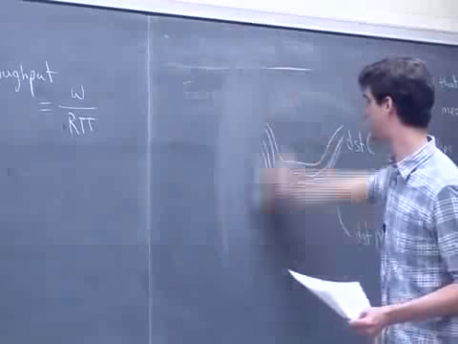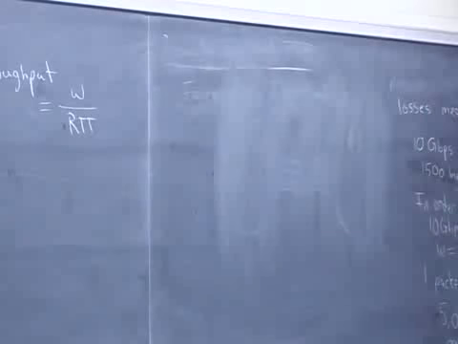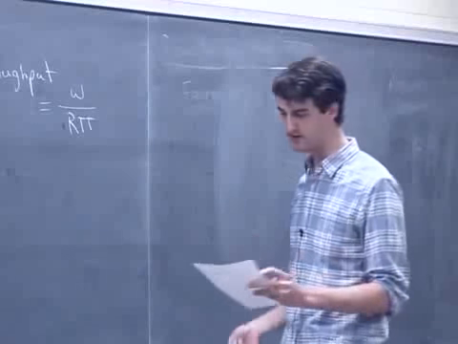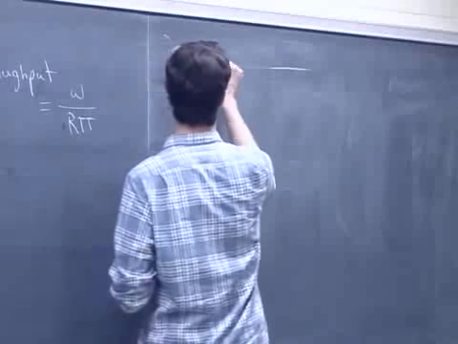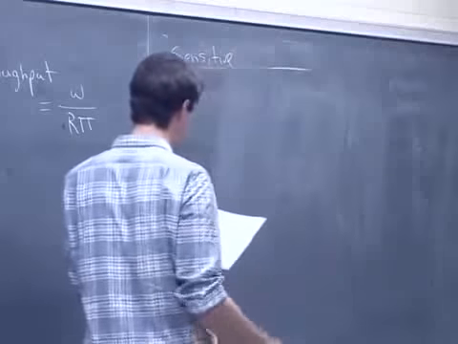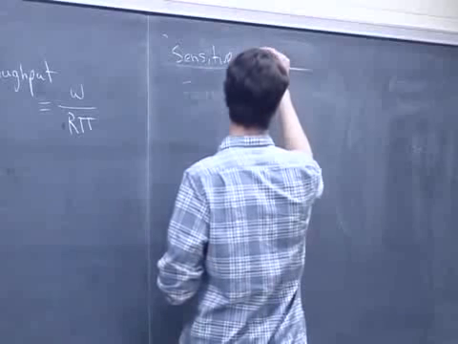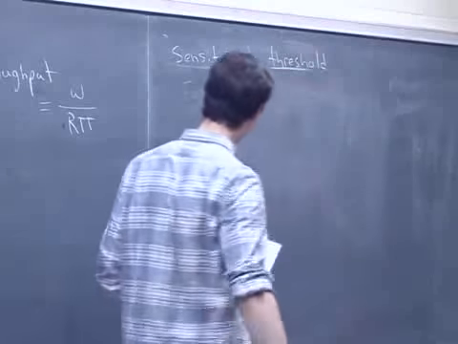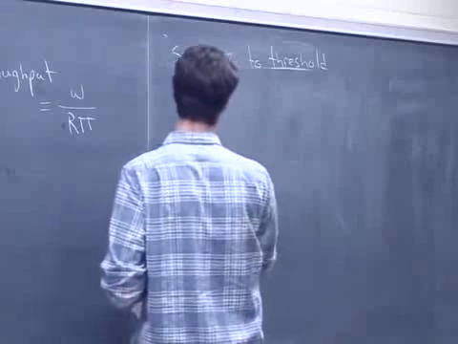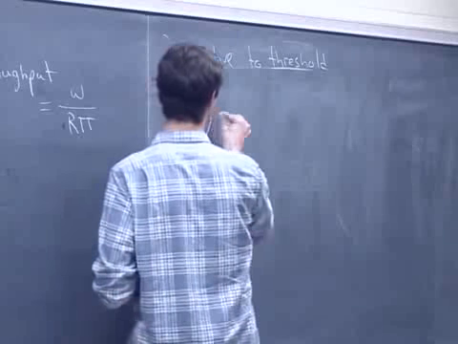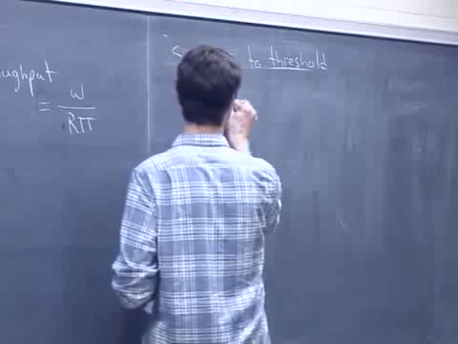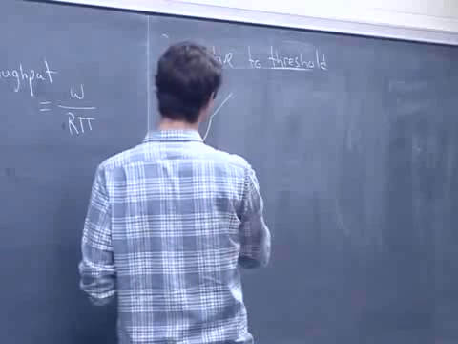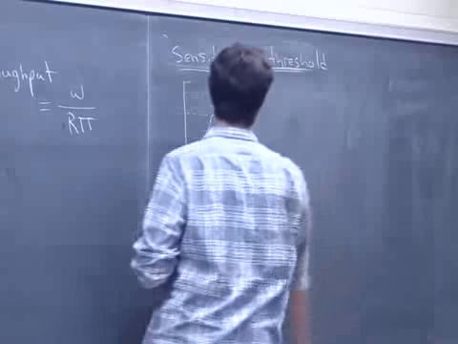So let's switch back to our TCP analysis. All right, so we've gone over a couple drawbacks. Another drawback of TCP is that it's sensitive to our settings. So it's sensitive to the threshold. If you recall, we had this threshold where TCP starts in slow start, and after it hits this threshold, it goes to congestion avoidance mode. So this setting of the threshold affects the performance of TCP, right?